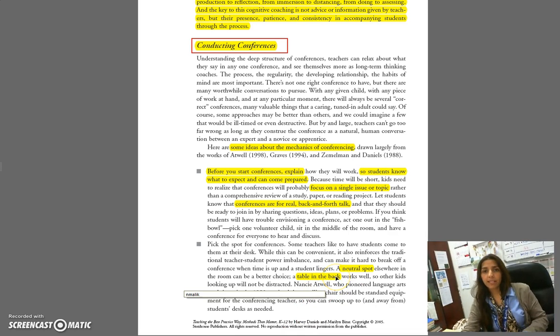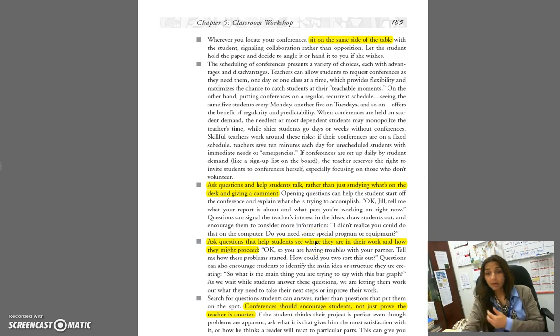So this is what is meant by a neutral spot, not the teacher's spot or the student's spot, but somewhere in the middle of the class or at the back, or maybe at the teacher's table but on the same side. That's what the next point is about. Sit on the same side of the table. So do not sit across at the teacher's table. Make them sit next to you.